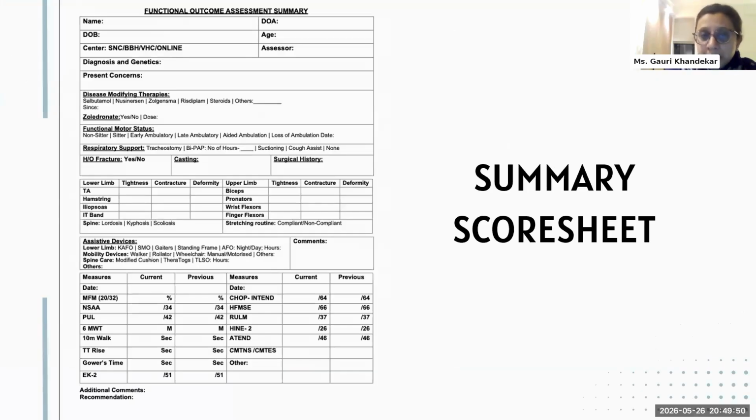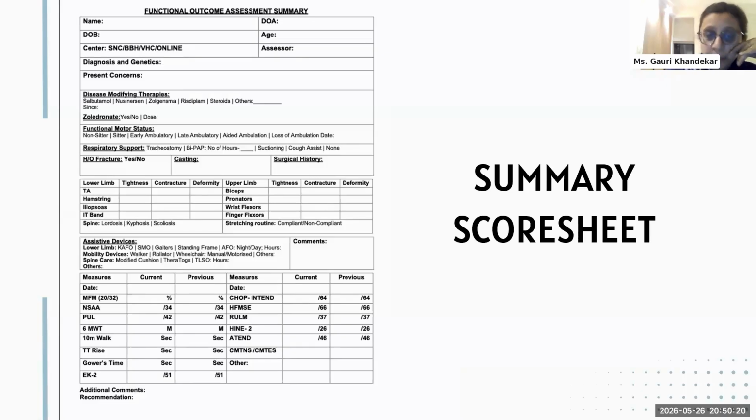So this is a summary score sheet that we use in our center. As you can see, we have mentioned everything about the outcome measures. At the same time, we are understanding what the child's present concerns are, then the disease modifying therapy if he has taken any. Then the functional motor status; depending on that, we will have to think about the outcome measures.